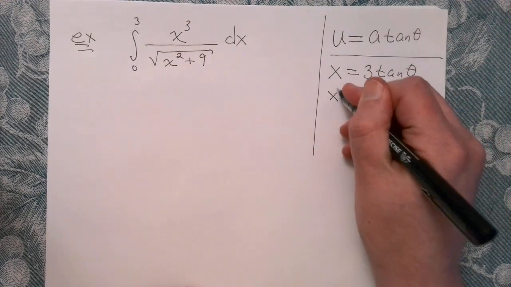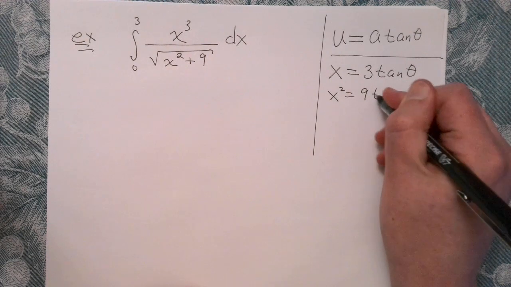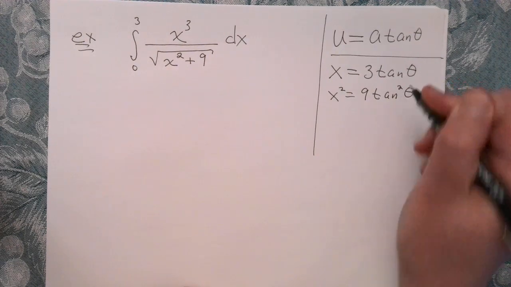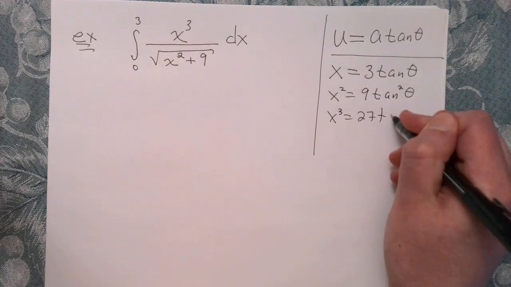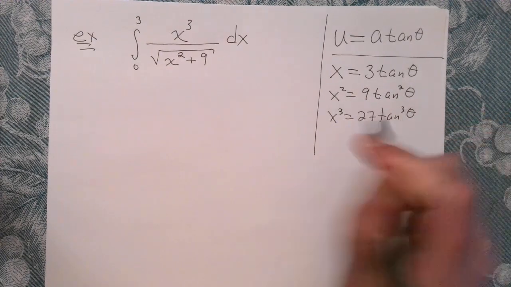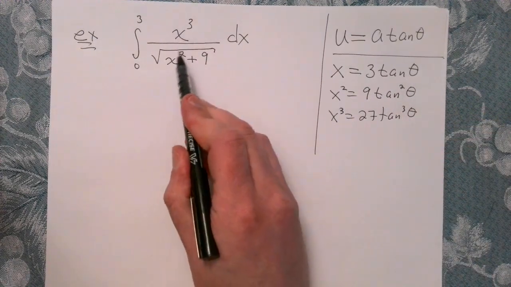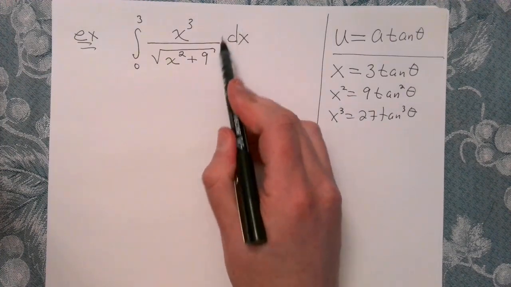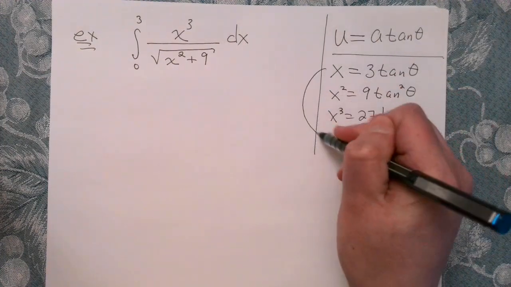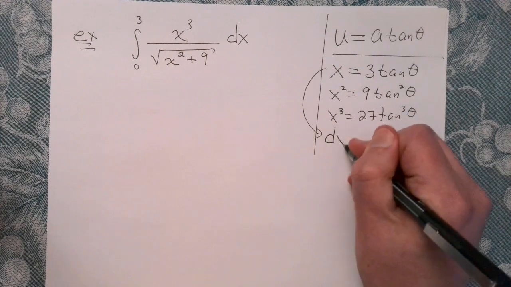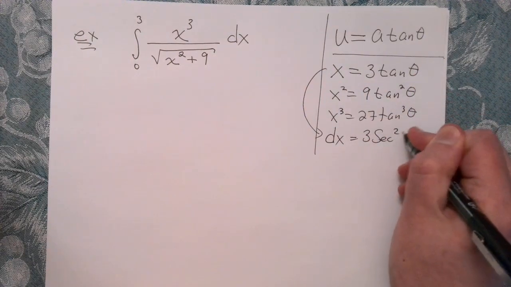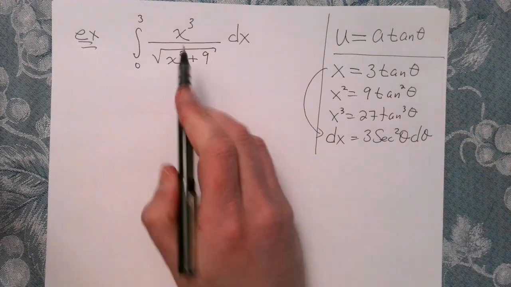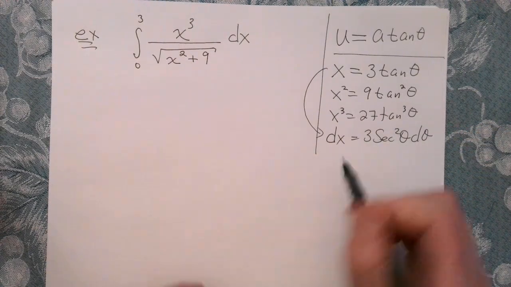Okay, I can find x squared. I can find x cubed. Okay, so I'm able to replace this. I'm able to replace this. I want to replace this, so in order to replace that, just take the derivative of both sides of the x equation. So that's 3 secant squared of theta d theta. So now I can replace all the x stuff.